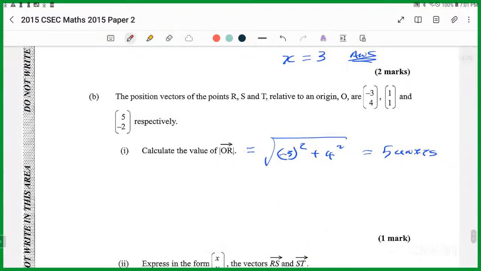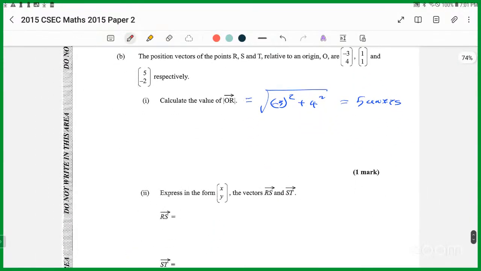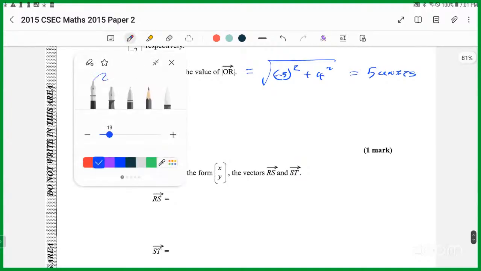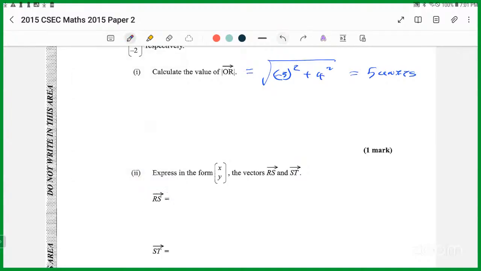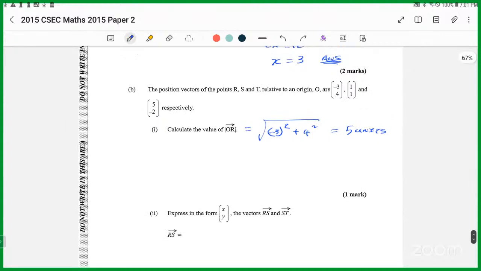Down here now, it wants us to find the vector RS. Since we know the position vectors of R and S, let's write them out up here. OR is the vector (-3, 4). The second one was S, OS is the vector (1, 1). And the last one was T, OT is the vector (5, -2). I'm just writing them out so we can look at them.